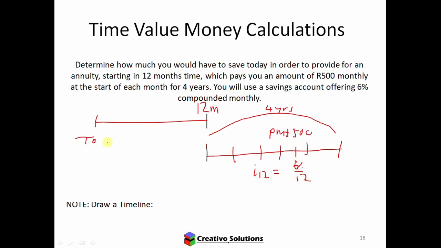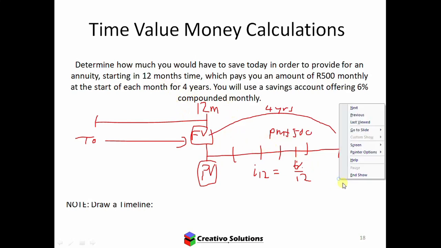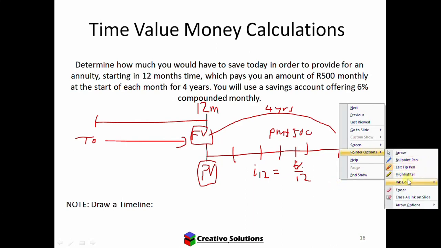Right, so you have one answer. You're going to be working out your future value here. This future value is going to be the present value here, and then we're going to be solving for that amount. So what did the question ask for? Determine how much you would want to save today. It's today, so we need to work backwards.